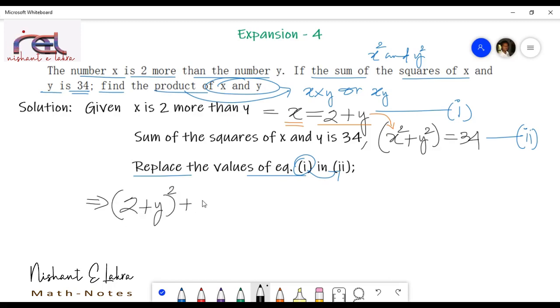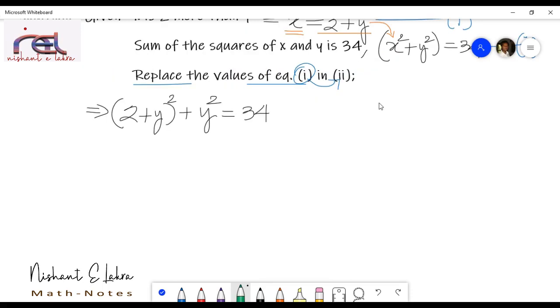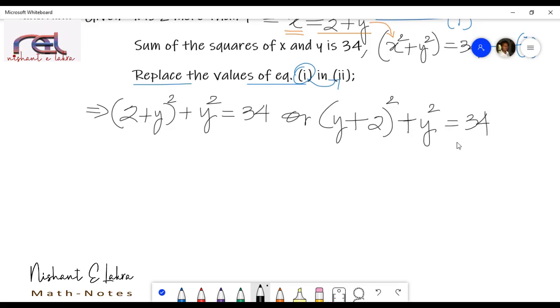Right, so 2 plus y whole square, this is nothing but the value of x or x square. The value of x was 2 plus y, so x square would be 2 plus y whole square plus y square is equal to 34. Or we can write this equation also as y plus 2 whole square plus y square is equal to 34. Okay, so this is the equation we have got after we have replaced the values of equation 1 in equation 2.